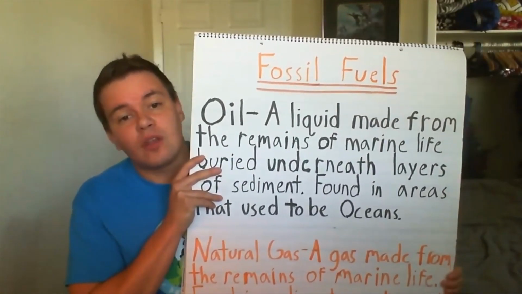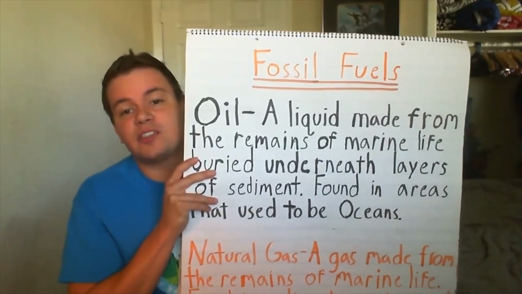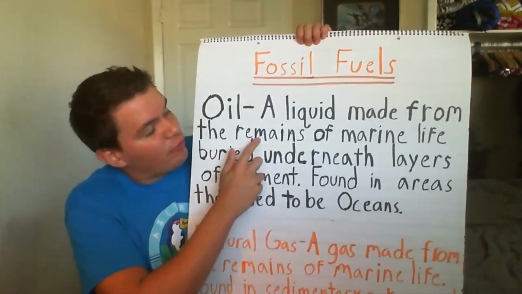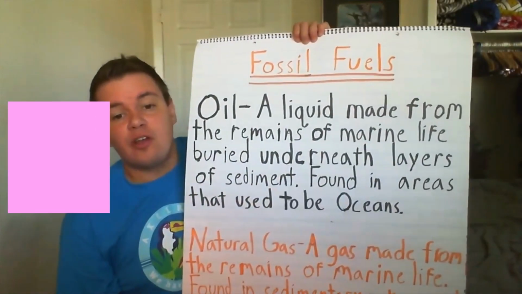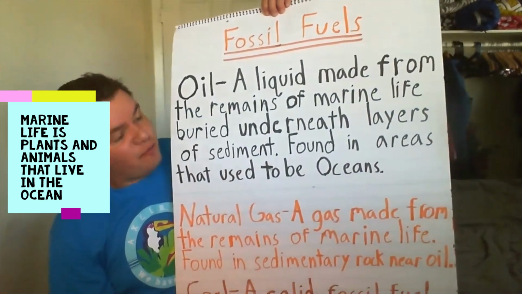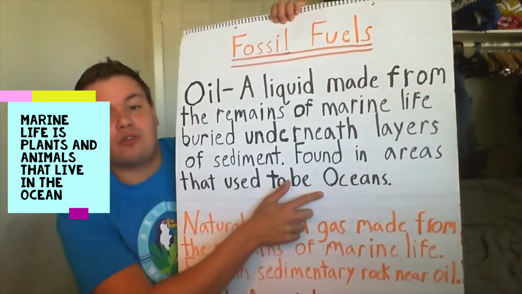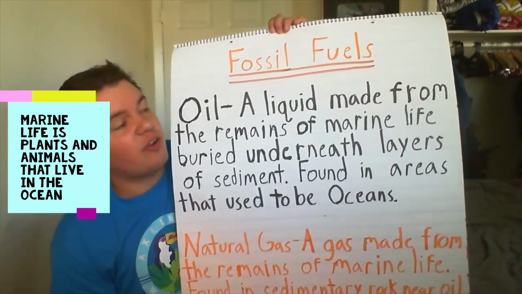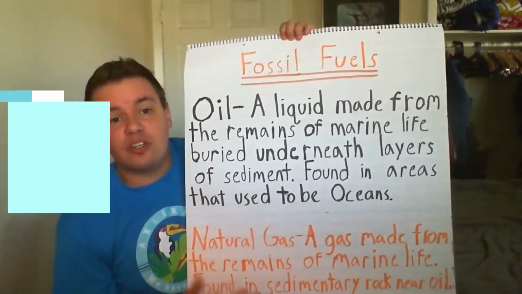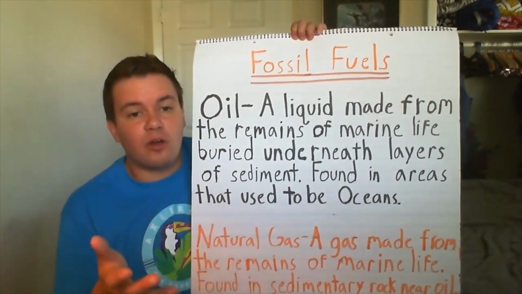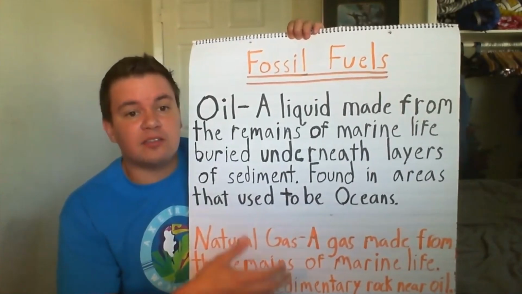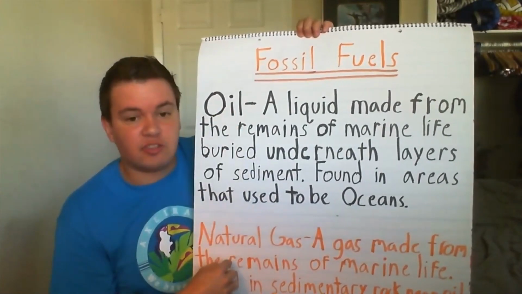The other major difference we see is the ecosystem in which these fossil fuels were created in. So, oil and natural gas require a lot of remains of marine life. So that means that both of these come from areas that used to be oceans. Sometimes these are areas like the Gulf of Mexico that are still oceans, and they just need to go into the sediment at the bottom and dig them up and extract the oil and natural gas.